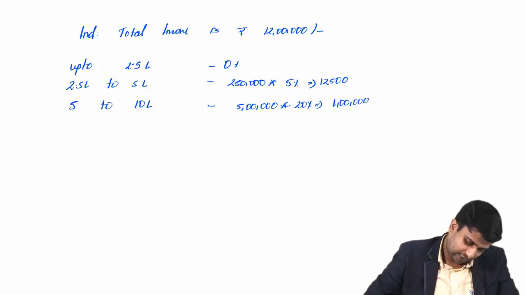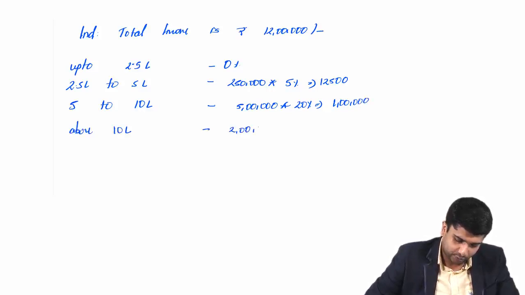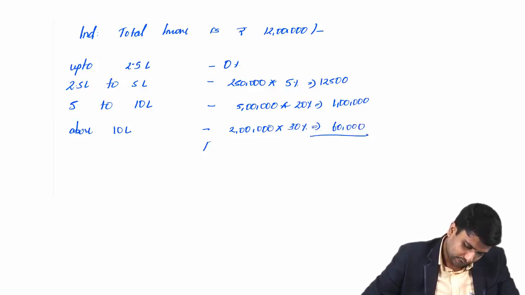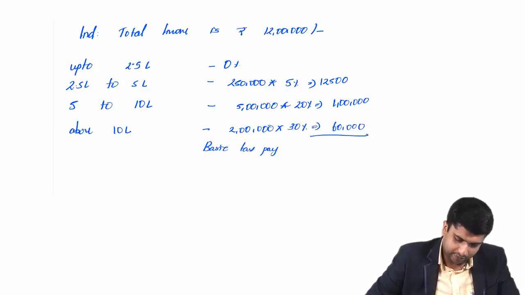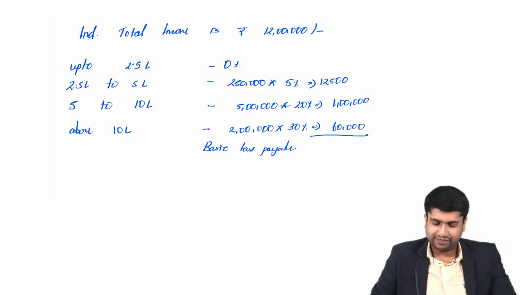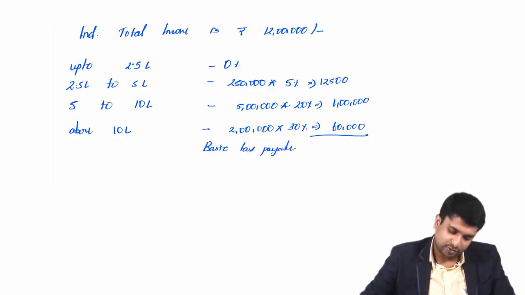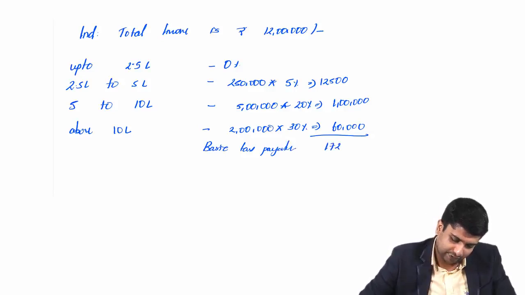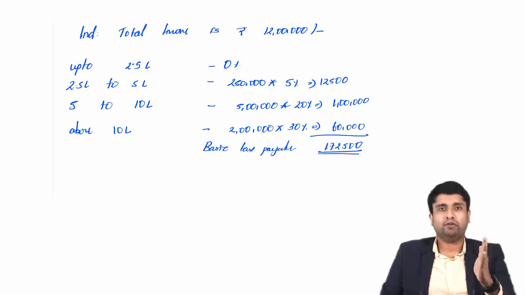1 lakh will be the figure. Then about 10, how much of income do I have about 10? It is 2 lakh. On that I have to apply 30% as the rate of tax, and it will be 60,000 rupees. So the total basic tax payable will be 1 lakh plus 60,000 plus 12,500, that will be 1,72,500 as the basic tax payable. Have you got this point?